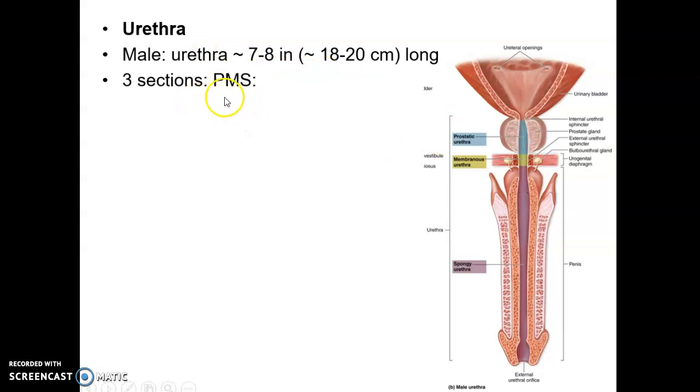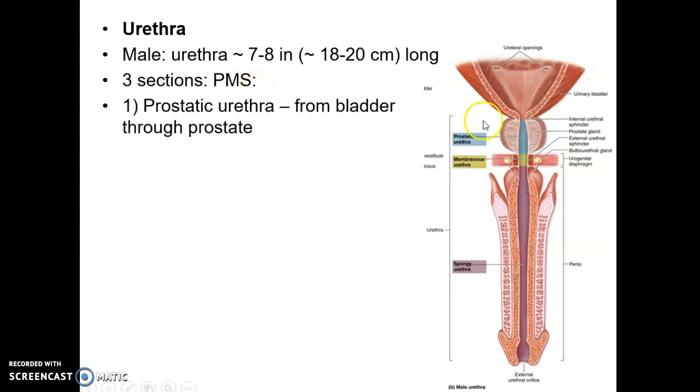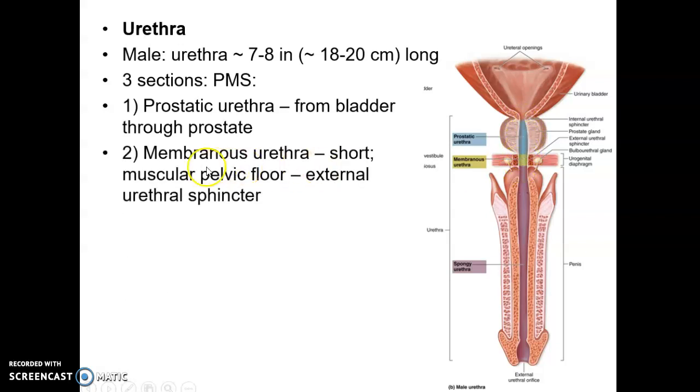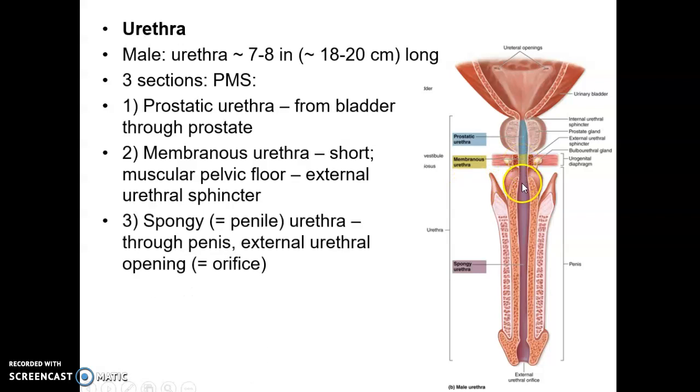It has 3 sections, think PMS. The first section is the prostatic urethra, and that's the portion of the urethra that goes from the bladder through the prostate. Then the membranous urethra is relatively short, and it goes through the muscular pelvic floor, and it is surrounded by the external urethral sphincter, here color-coded in green. And the longest portion of the urethra is the spongy or penile urethra, and it goes through the penis, ending at the external urethral opening at the head of the penis or the glans penis.